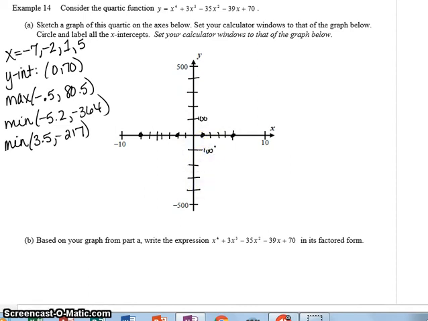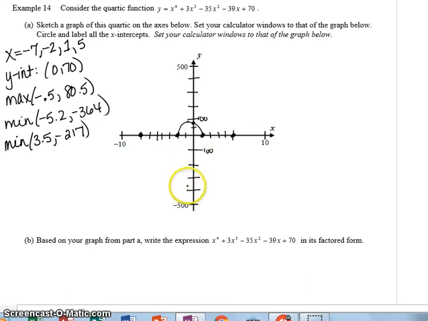So the first y-intercept is at 70, so this would be like 50, so 70 is going to be like here. That's my y-intercept. I have a max at -0.5, 80.5, so it's going to be a touch higher than that y-intercept. And so look at this. There we go. There's one of the turns right there. Okay, there's my max.